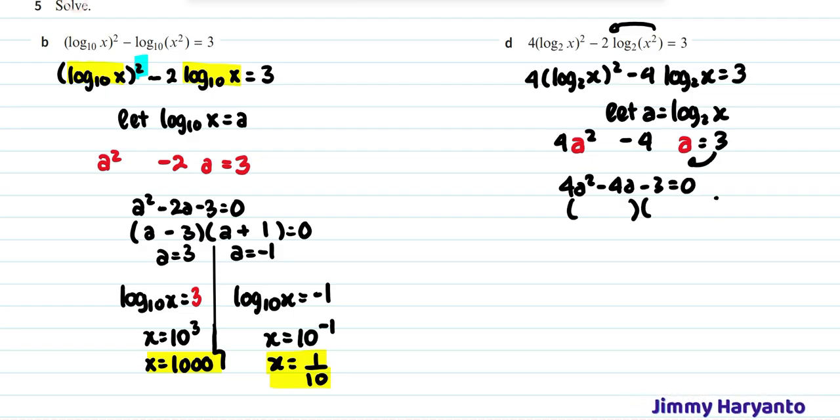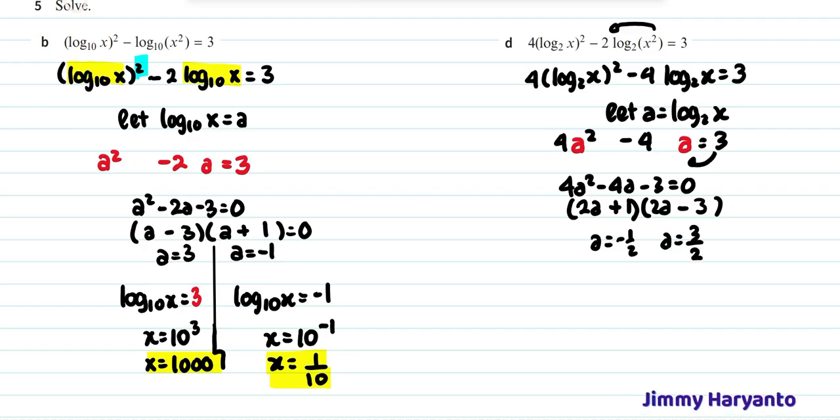And then for a squared minus 4a, move the 3 to the left hand side, minus 3 equals 0, and then factorize it. 2a, 3, 1 negative and positive. Okay, good. So a equals negative half, and a equals 3 over 2. If you double check your answer, this one, not yet, yeah.